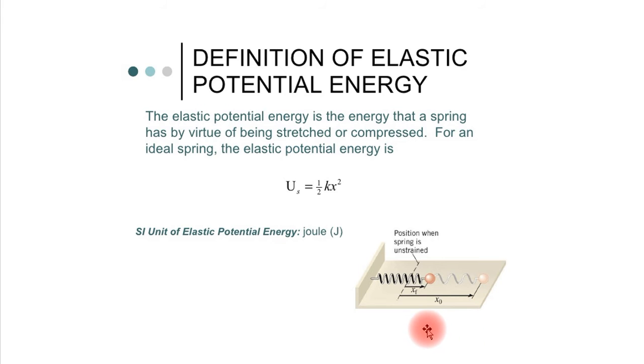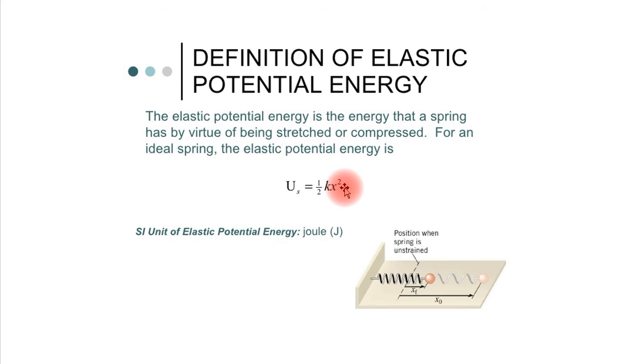So if the elongation of the spring is x, equal to x naught minus x1, then the elastic potential energy stored in the spring is equal to half kx square. This is the expression for energy, and the SI unit of elastic potential energy is the joule. The elastic potential energy is the energy that a spring has by virtue of being stretched or compressed. For an ideal spring, the elastic potential energy is U is equal to half kx square.